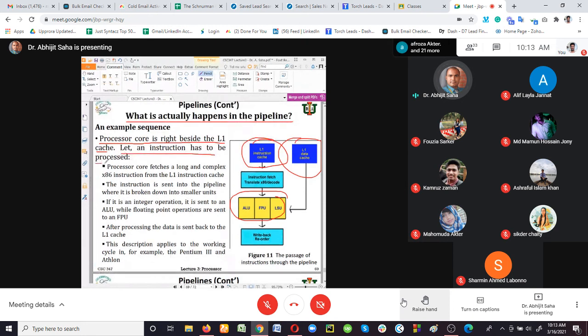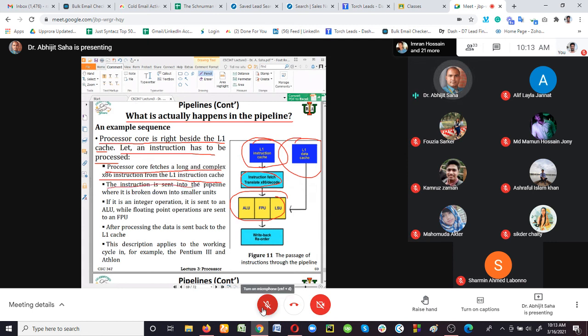Later, an instruction has to be processed. So when the instruction has to be processed, what is going to happen? The processor core fetches a long and complex 8086 instruction from the L1 instruction cache. That is what it is showing here: from the L1 cache you take a long instruction, fetch 8086. That is the decoder actually. So what is it doing?